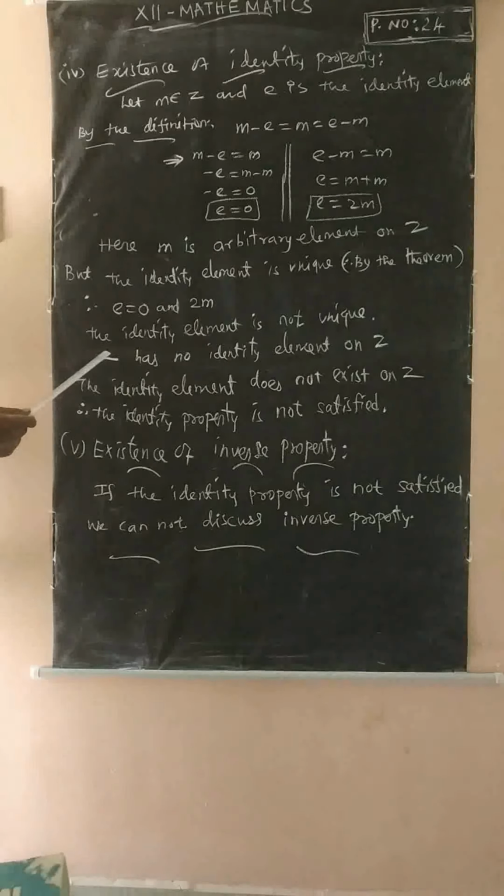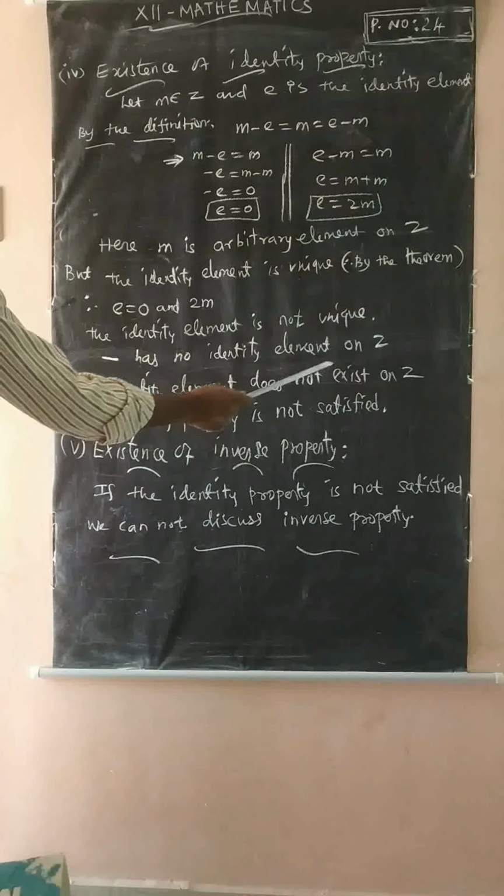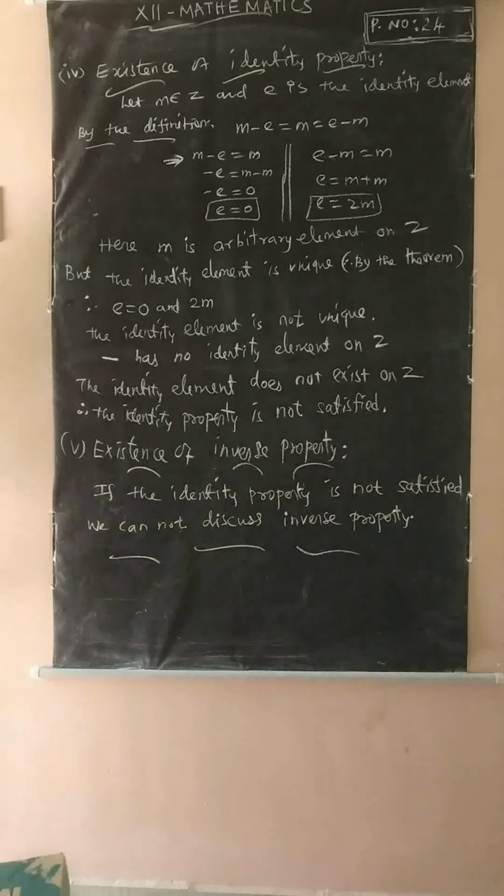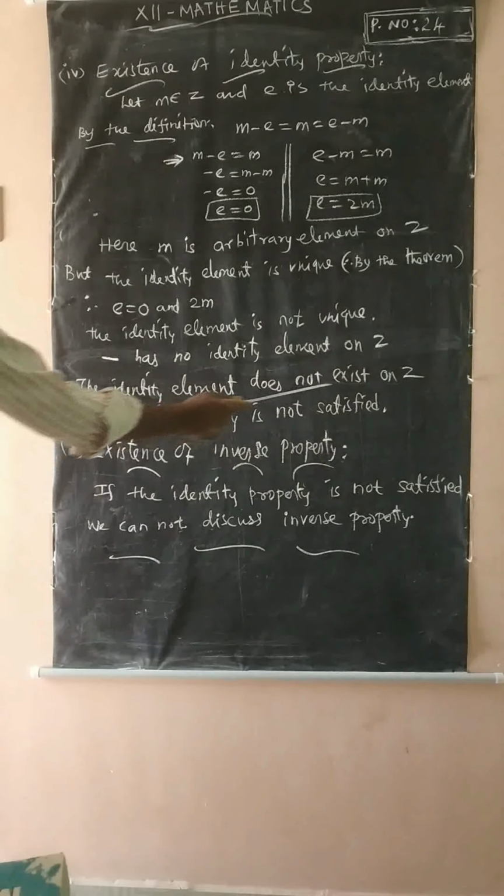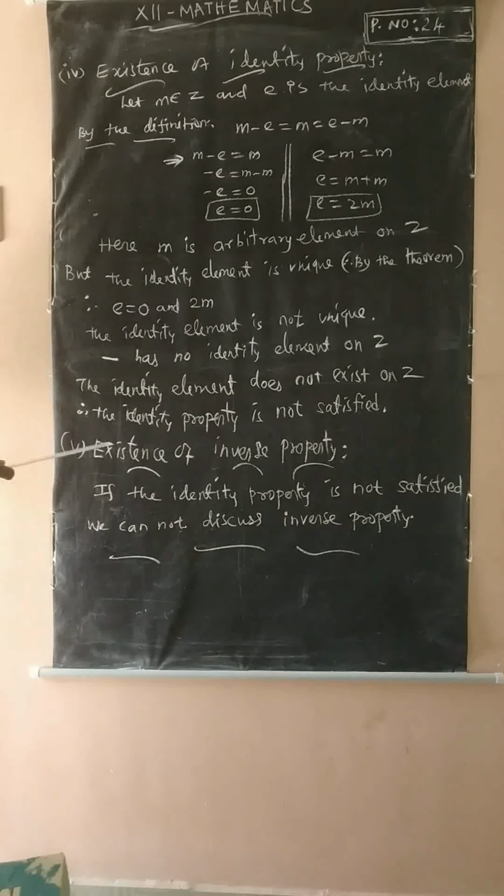So therefore, subtraction has no identity element on Z. So therefore the identity element does not exist on the set. So therefore the identity property is not satisfied.